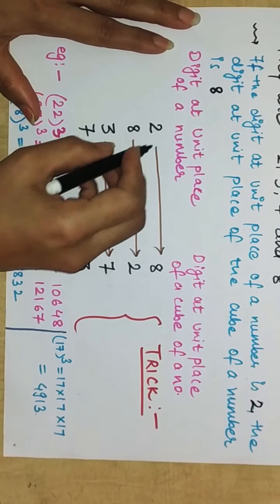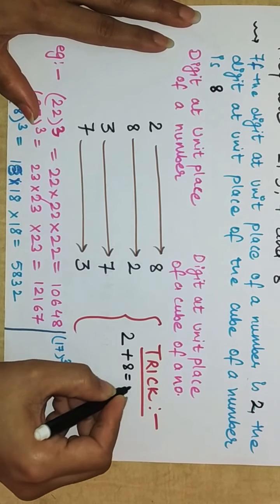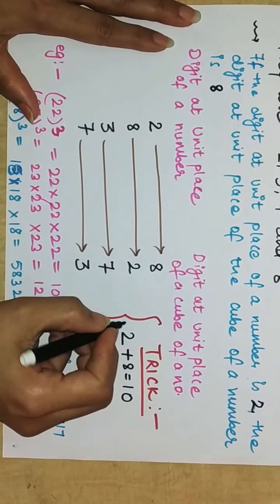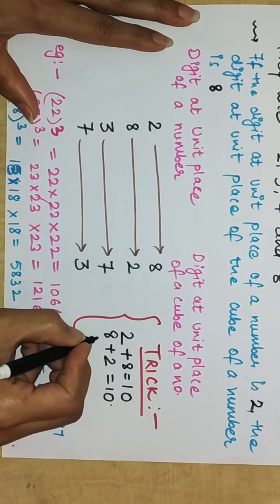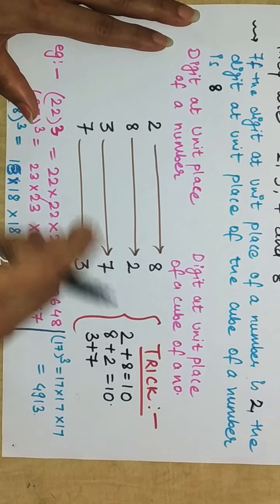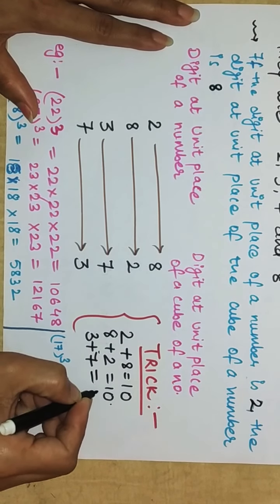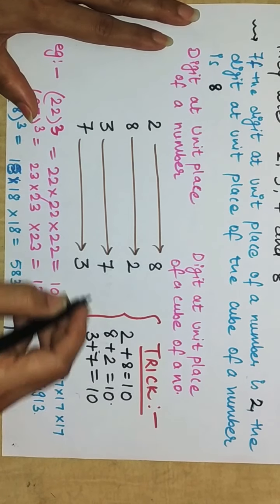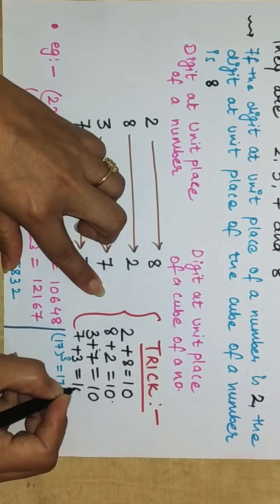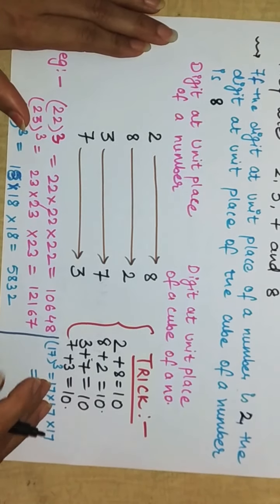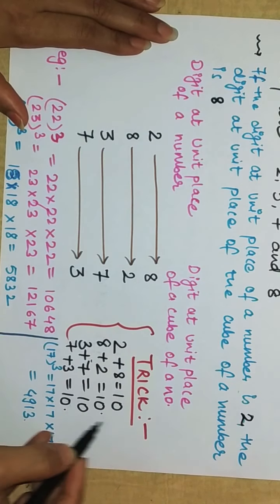What you can do is, see, 2 plus 8 is 10. 8 plus 2 is 10. 3 plus 7 is 10. 7 plus 3 is 10. It means whatever digits you are adding to this one, you are getting 10.